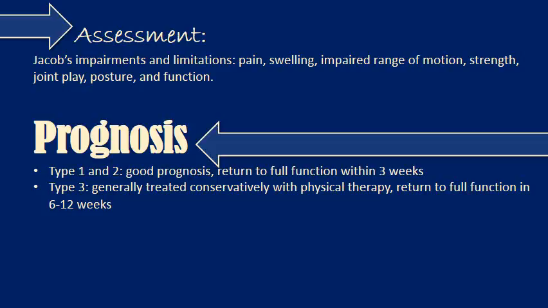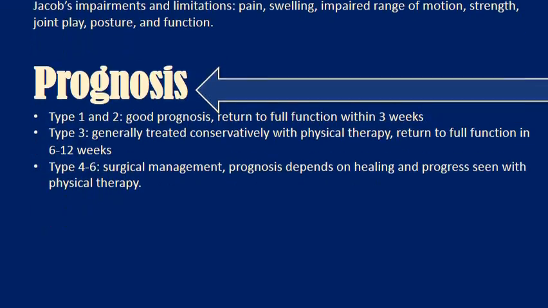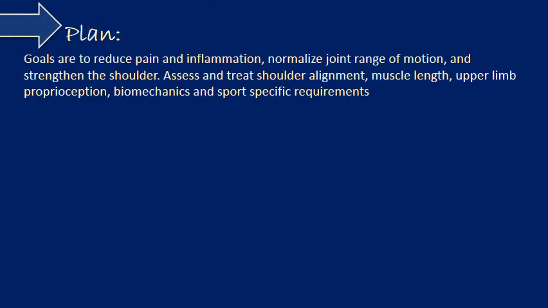Patients may experience shoulder impingement, neurovascular symptoms, or muscle fatigue. Patients who sustain a type 4 injury or higher must be treated surgically before rehabilitation, and prognosis depends on healing and progression of physical therapy. Goals for Jacob include pain and inflammation reduction and normalization of both joint range of motion and shoulder strength. Shoulder alignment, muscle length, upper limb proprioception, biomechanics, and sport-specific requirements should continue to be assessed throughout and treated as necessary.